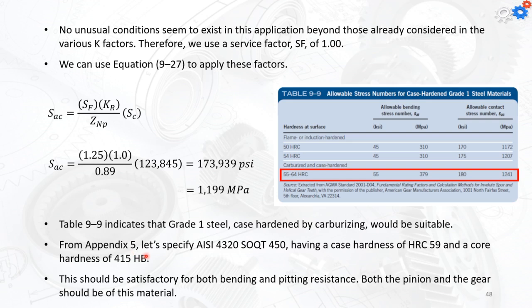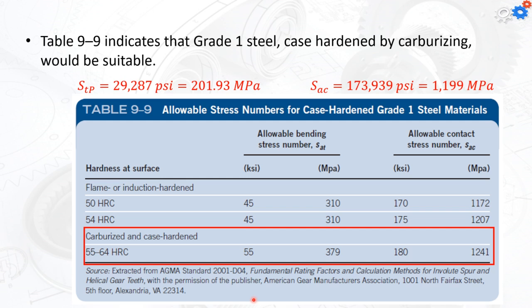So we are going to go to appendix 5. We are going to show that on the next page, and we are going to specify that the AISI 4320, oil quenched and tempered at 450 degrees, having a case hardness of 59 and a core hardness of 415, should be satisfactory for both the bending and the pitting resistance, and both pinion and gear should be made of this material. So that's what we got here. Okay, so I just brought the bending stress and the allowable contact stress, and if I check it here, once again, as I told you, we are going to be within that range.